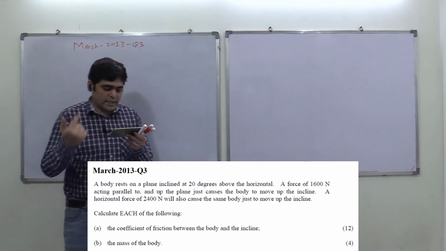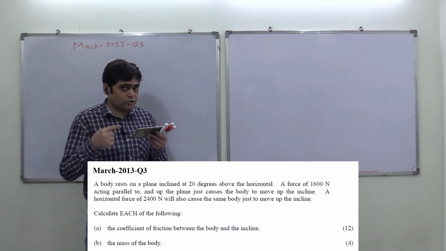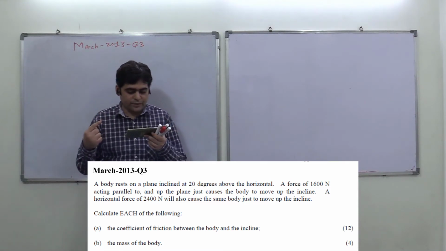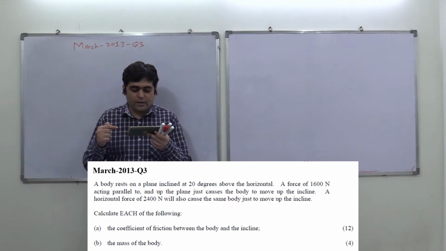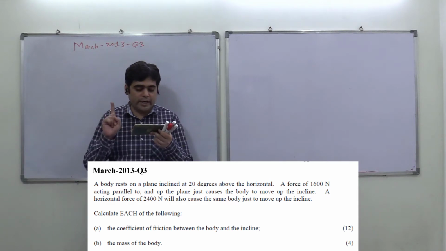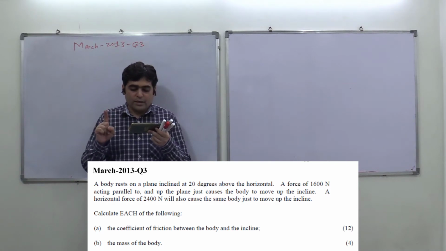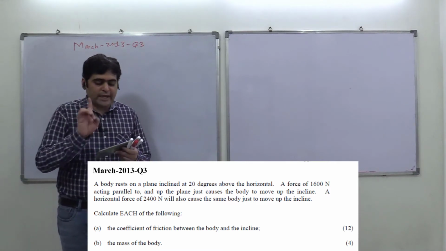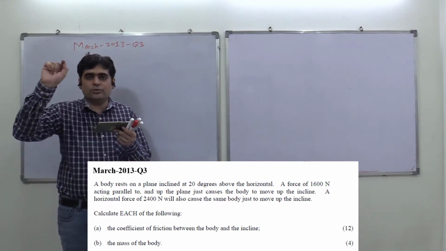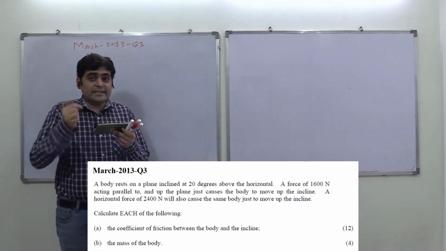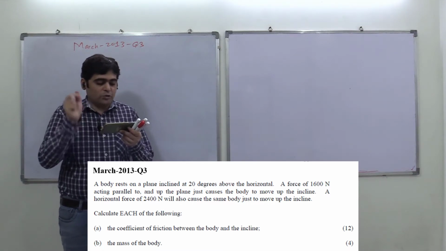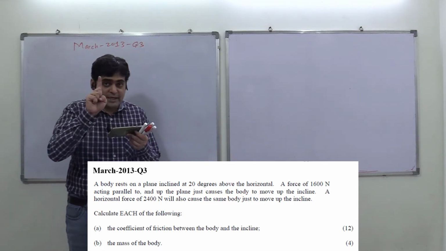Now the next scenario. A horizontal force of 2400 Newton will also cause the same body just to move up the incline. In the earlier scenario, we applied 1600 Newton parallel to the plane, up. In the second scenario, we apply 2400 Newton of horizontal force on the same body.